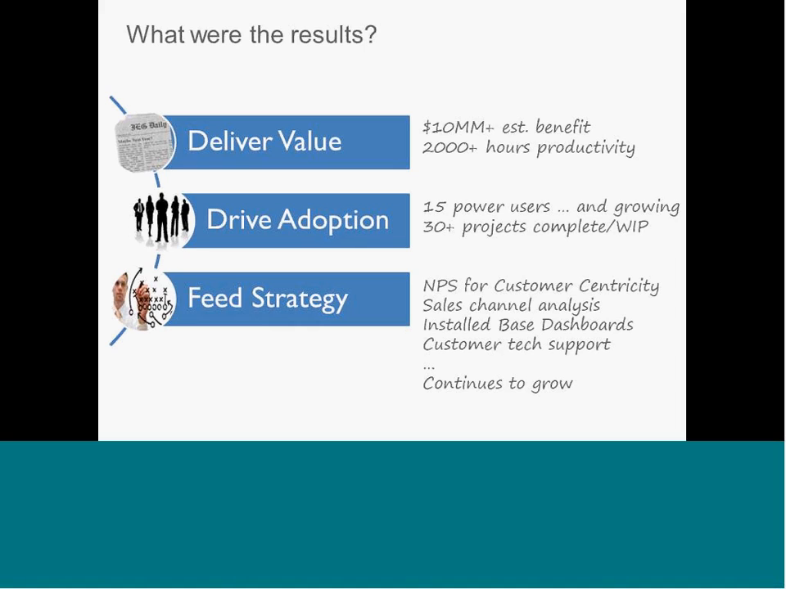And so that takes us to the next slide, which is, what were the results so far this year? Every quarter we go back and review the projects, what they've done, what kind of impact and benefit they've had. And so in the last 9 months, our projects have had about a $10 million estimated benefit in terms of additional growth in sales and CM, and saved about 2,000 hours in terms of productivity. That'll boil down to a lot of labor saving, but also a lot of waste, things that people could spend their time doing more value-added activities. We've got 15 power users, and that's growing. We've got 30-plus projects that are complete or a work in progress.